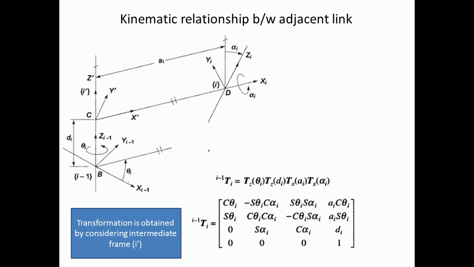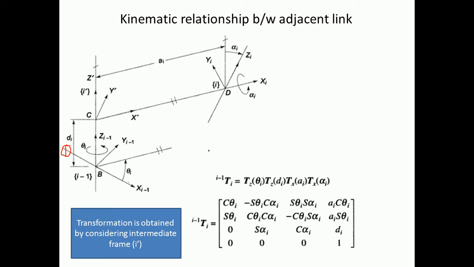Hello everyone. I am going to take some examples based on Denavit-Hartenberg notation to find the kinematic relationship between adjacent links. The current slide you are looking at shows the different parameters which were chosen by Denavit and Hartenberg to find the relationship between adjacent links.